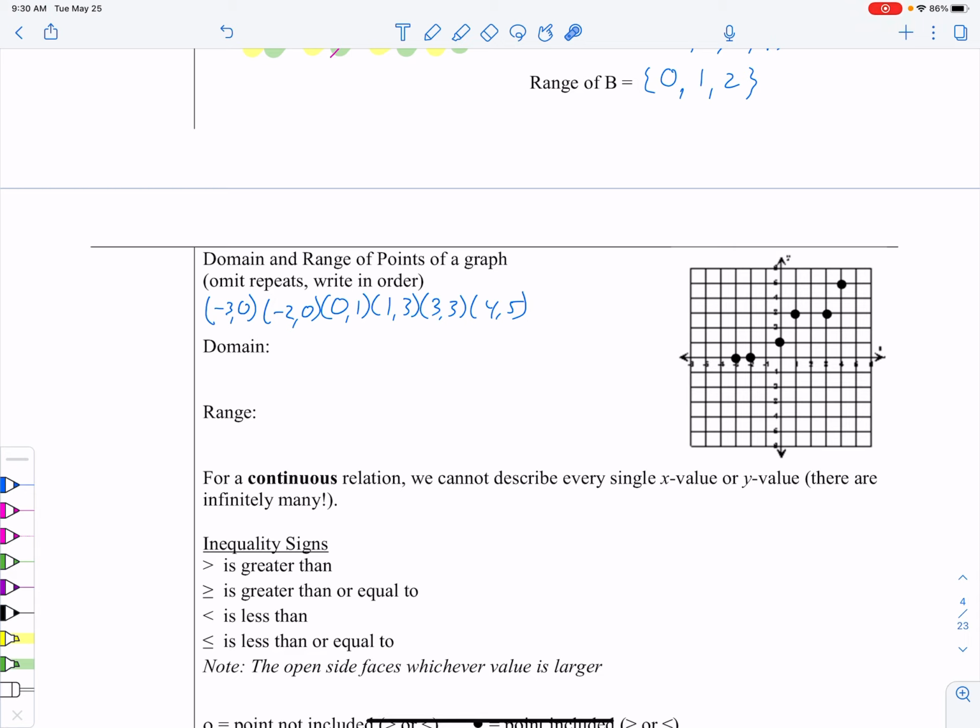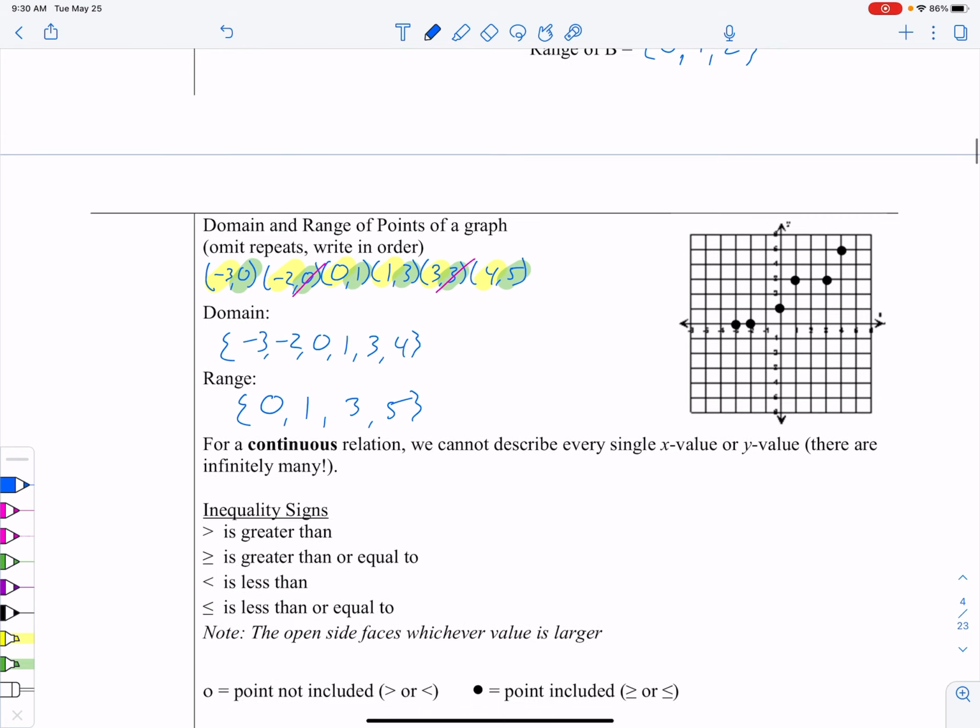So for our domain, we're going to focus just on our x values. So -3, -2, 0, 1, 3, and 4. And then for our range, we're going to focus just on our y values. And we're going to cross out any duplicates. So we have a 0 2 times, we have 3 2 times. So we have 0, 1, 3, 5. Okay, and that's it for domain and range.